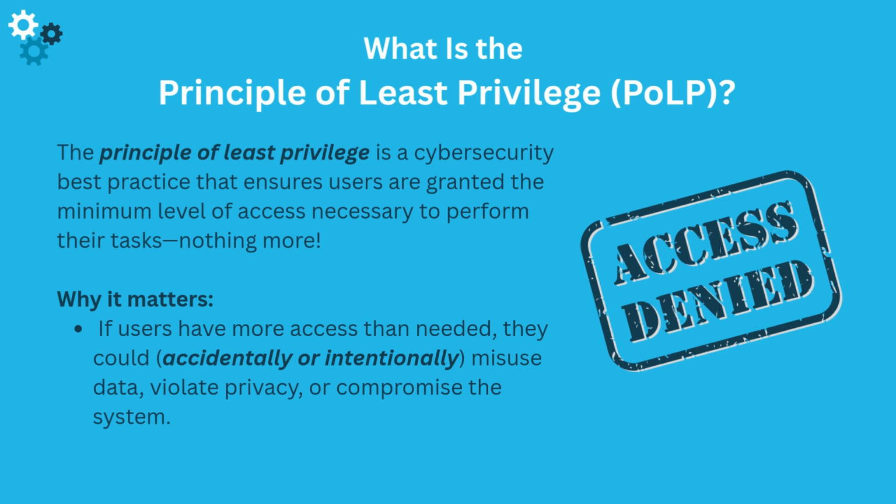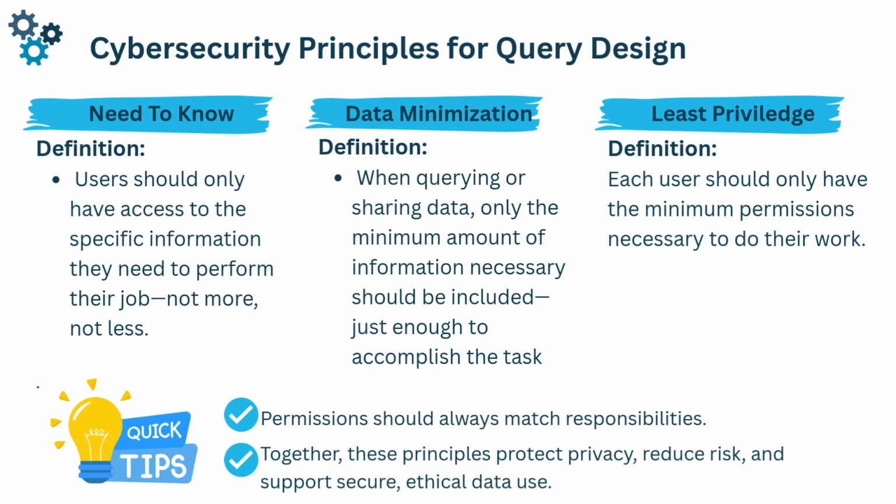To put this in context, imagine a school counselor who only needs to see attendance and behavior records, not a family's financial information. That's the principle of least privilege at work. Tailoring data access so that it matches each user's specific job responsibilities. This helps prevent leaks, misuse, and mistakes.